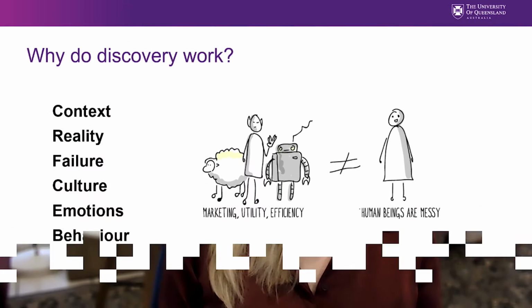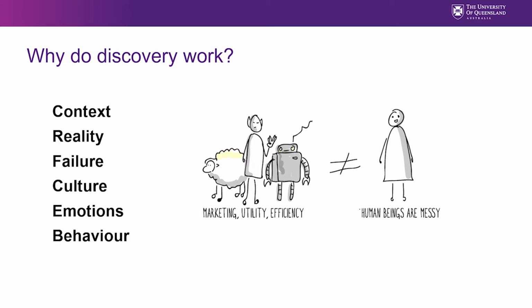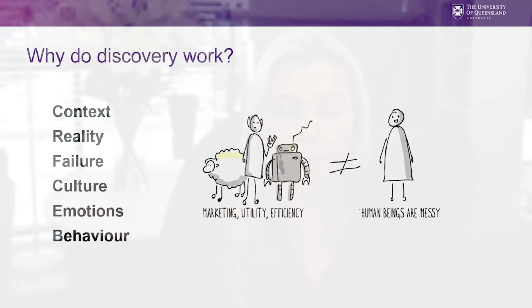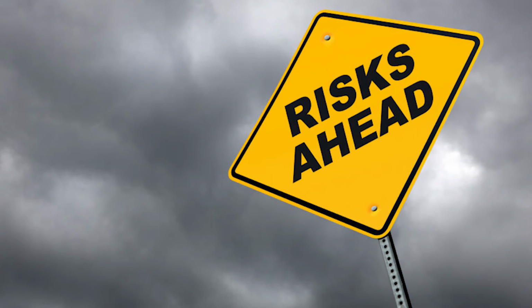Why do we do this? We want to understand a range of things that will impact the effectiveness of the design, such as the context, reality, failure, culture, emotions, and behaviour. These things will help us deal with the reality of designing for humans.